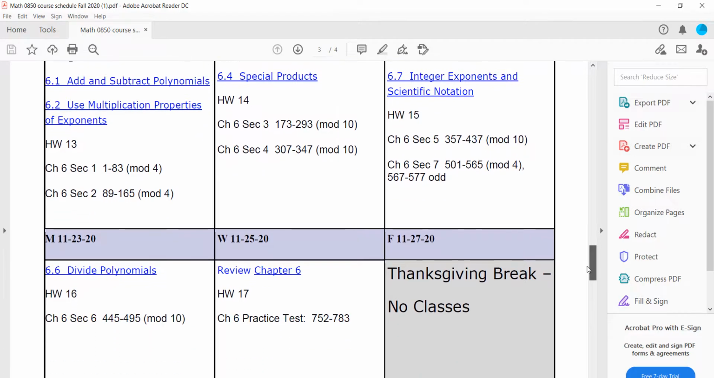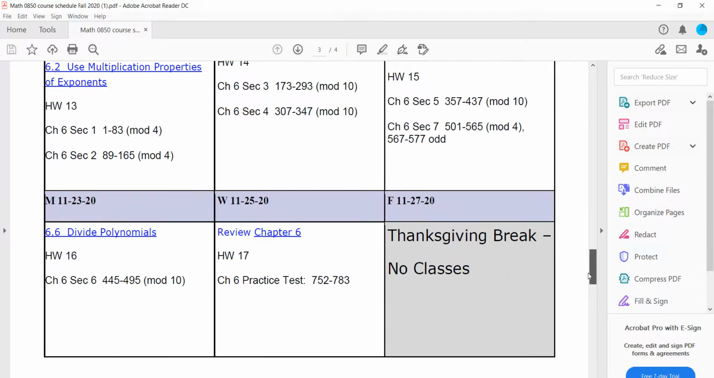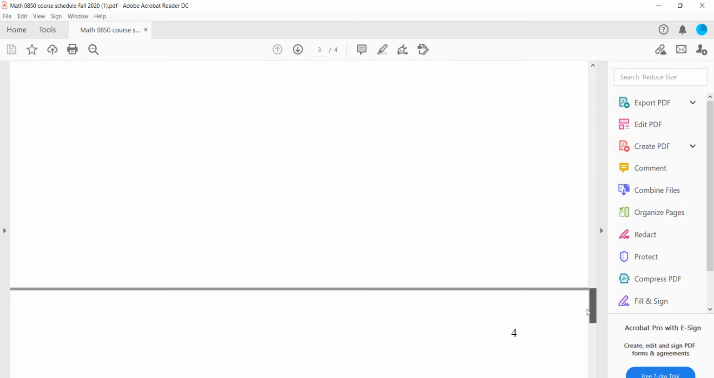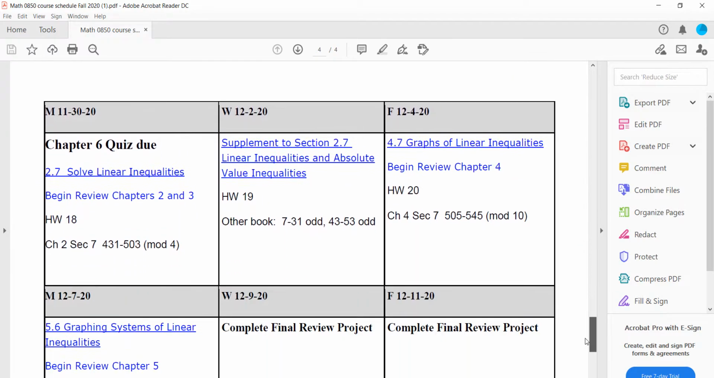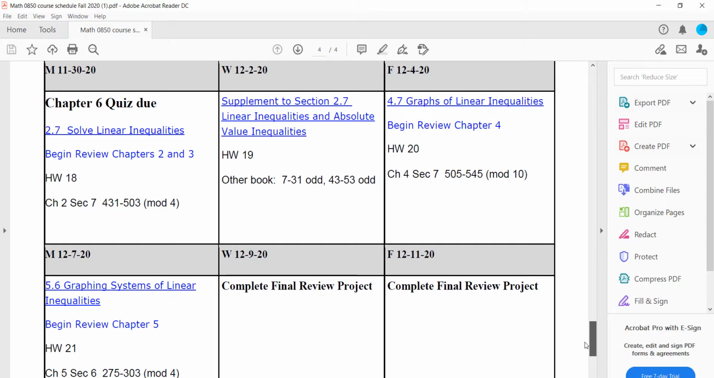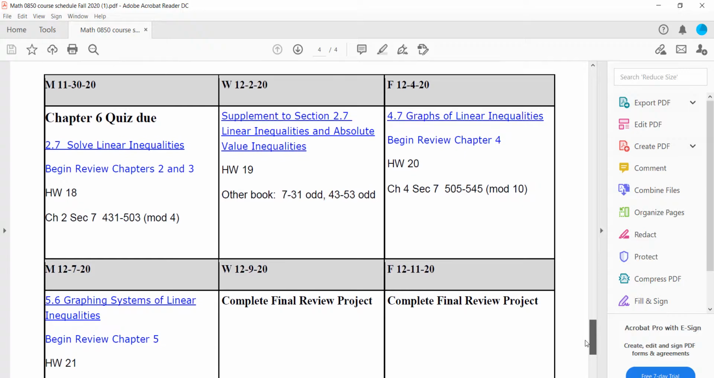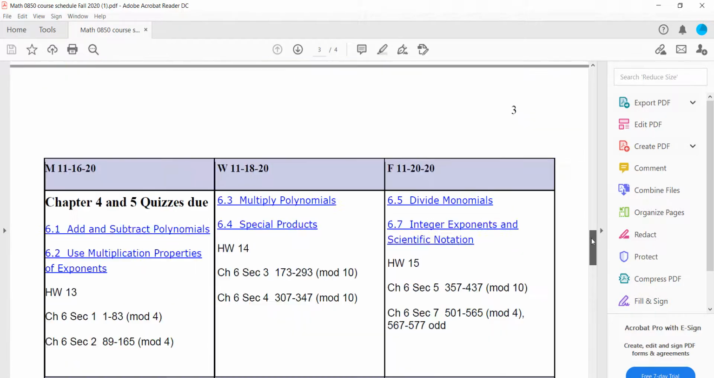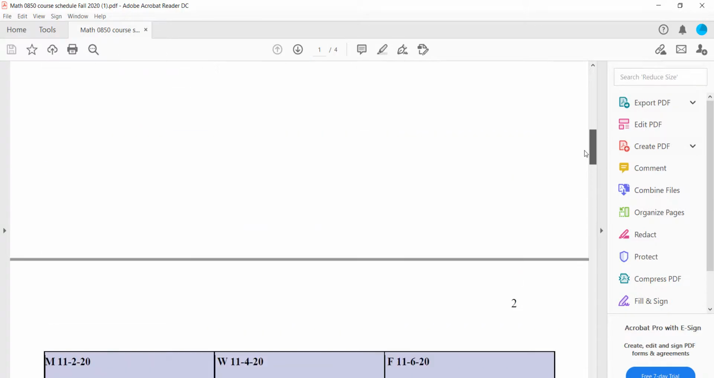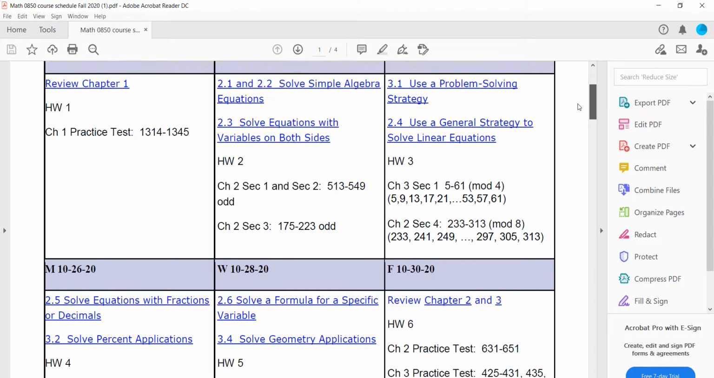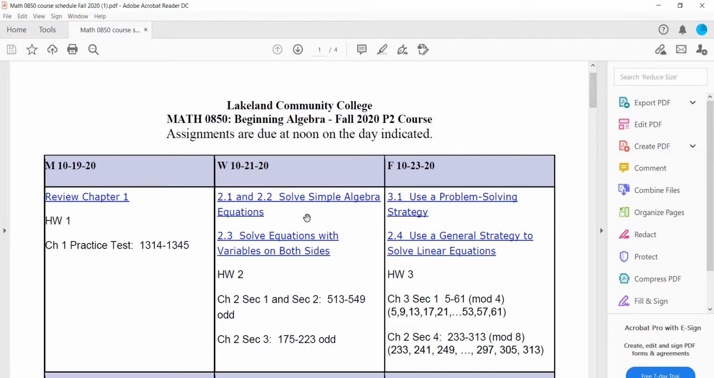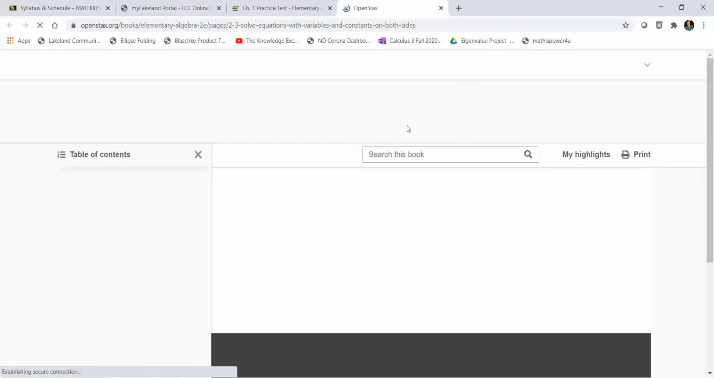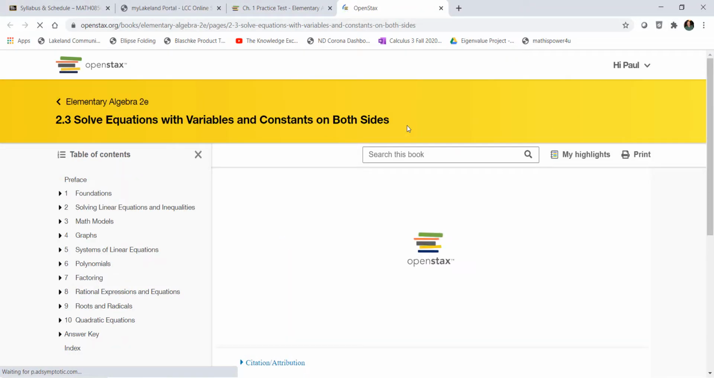And so you'll see, yeah, you're going to be busy through Thanksgiving. And even after Thanksgiving, we'll finish the course then in the second week of December. I just wanted to give you a quick overview so you can kind of see what's going on here. All right, this will take you right to the book. So if I click on 2.3, it's going to bring me to the book.